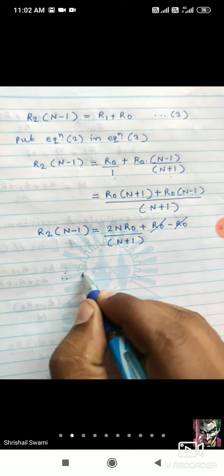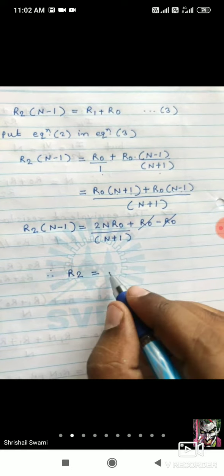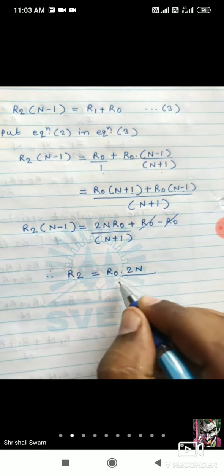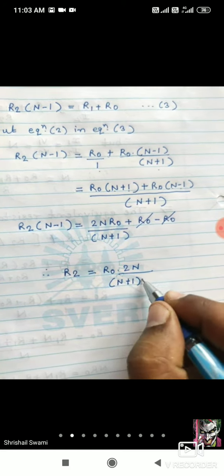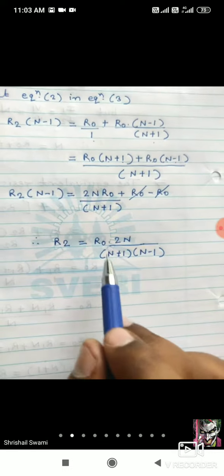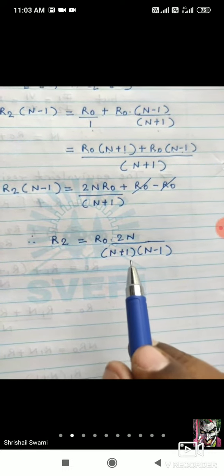Now we want the expression of R2. So take n minus 1 to the right hand side. This gives R0 into 2n divided by n plus 1 into n minus 1. This expression is also okay, but we can still modify it. Anyone knows how we can replace this?